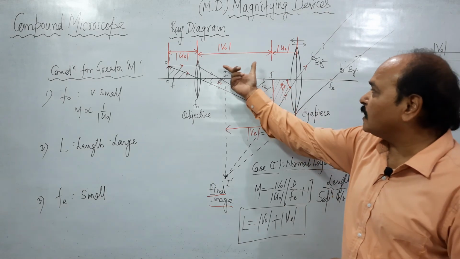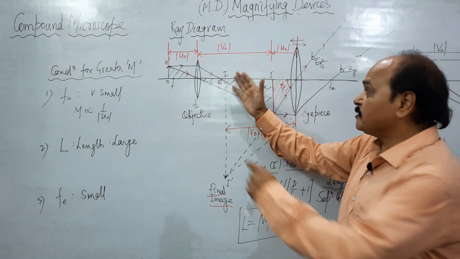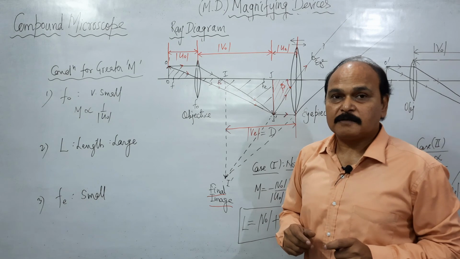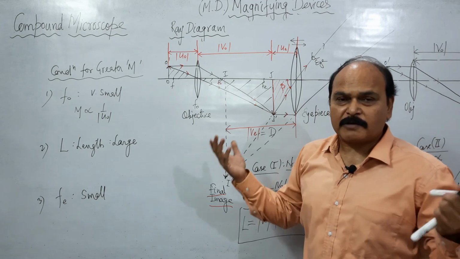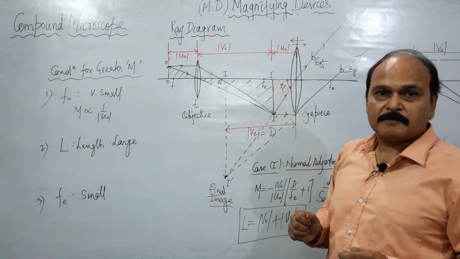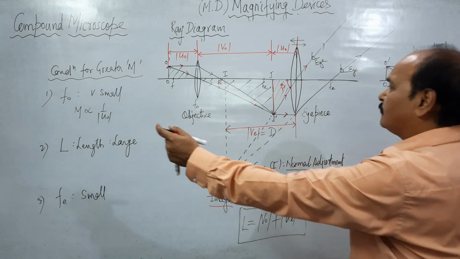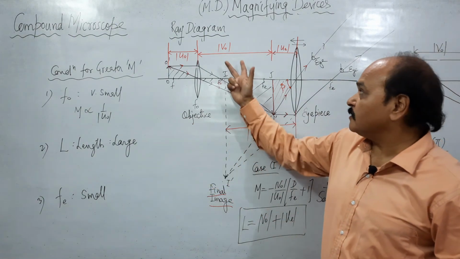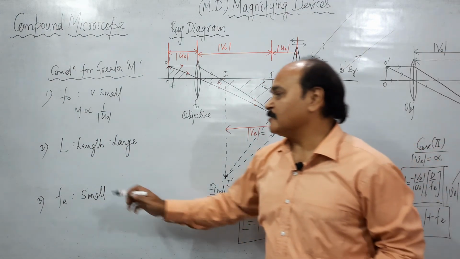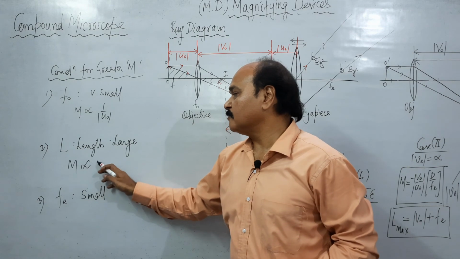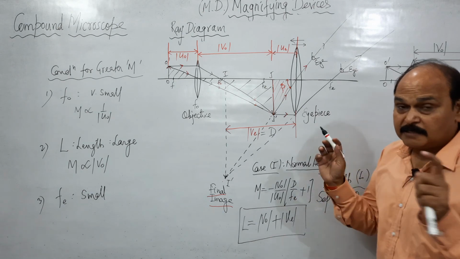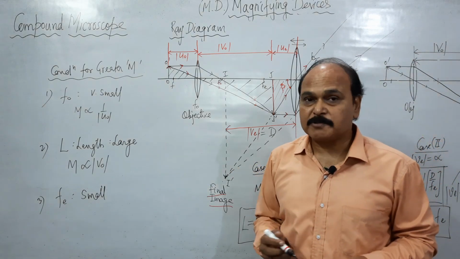So how much V naught can be accommodated? That depends upon length of microscope. See, maximum value of V naught could be infinity. We cannot have infinite separation between objective and eyepiece. So greater is the length of microscope, greater is the value of V naught that can be accommodated, and greater is the value of V naught, greater is going to be M. Why? Because M is directly proportional to V naught. In the relation of M, we have seen that M is directly proportional to V naught.